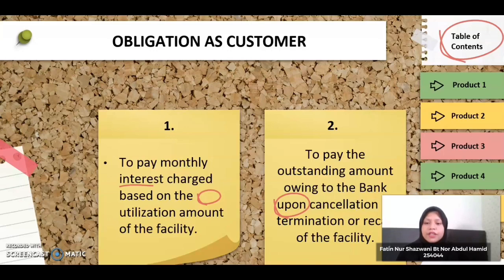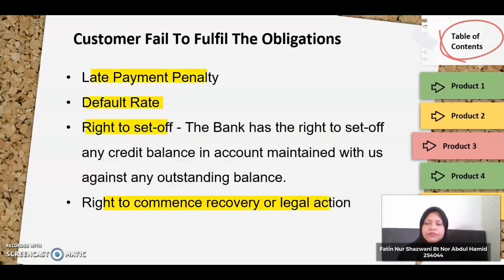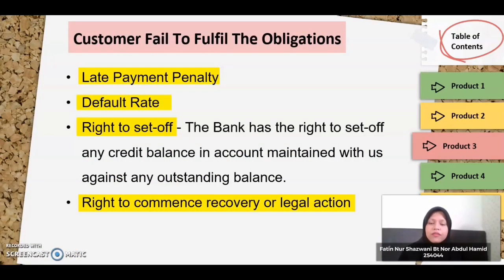Obligation as customer. First one, customer must pay the monthly interest charge based on the utilization amount of the facility. Second one is customer must pay the outstanding amount owing to the bank upon cancellation, termination or recall of the facility. If the customer fails to fulfill the obligation, the customer will get the late payment penalty, default rate.